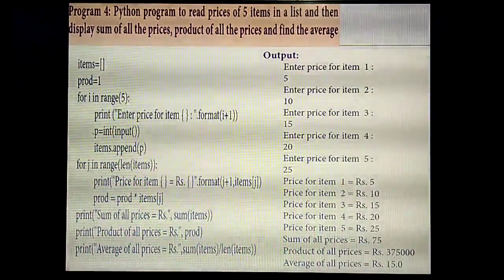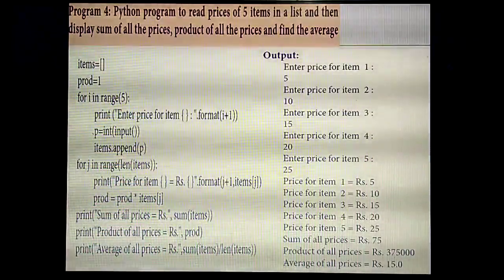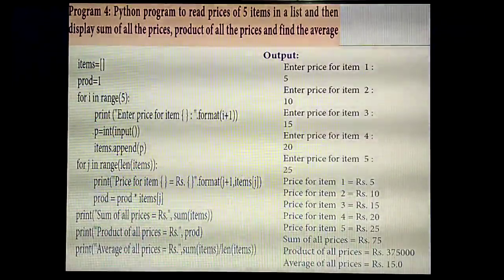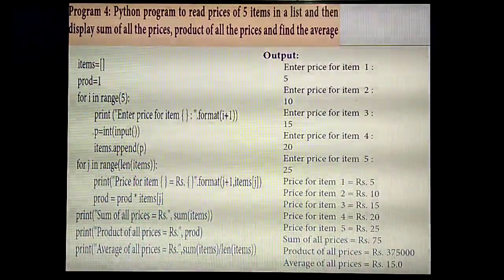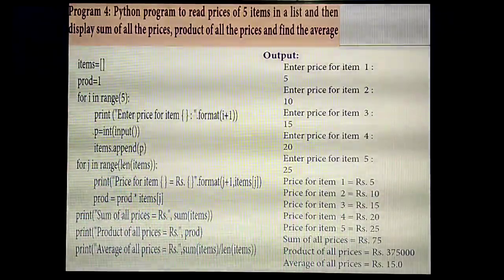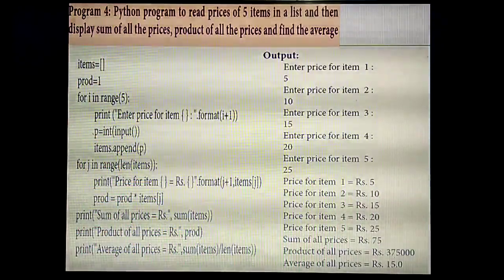Understand? So next, what do they ask? Each item you need to display the price, isn't it? For that, you are using the print function with the format function. Listen, for "enter price for item", first you create an empty list called items. There is no element in it.